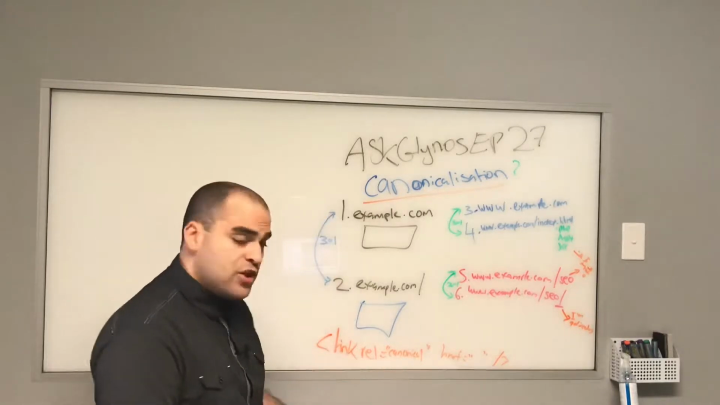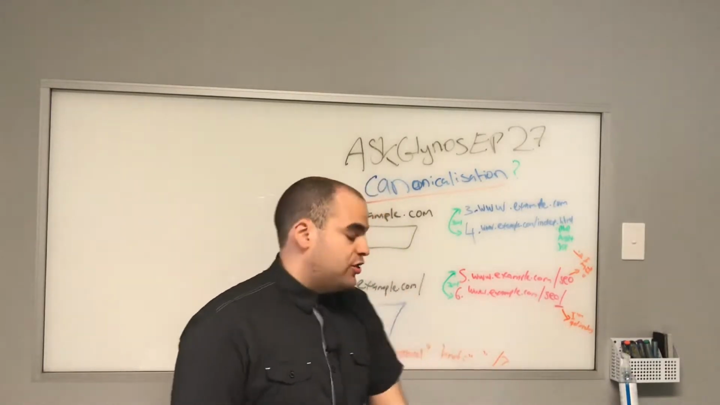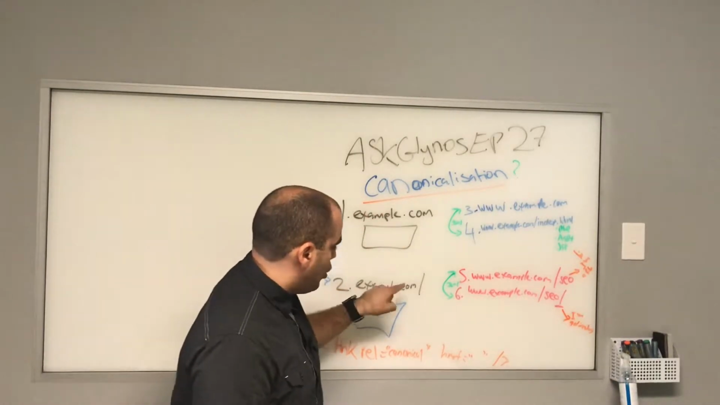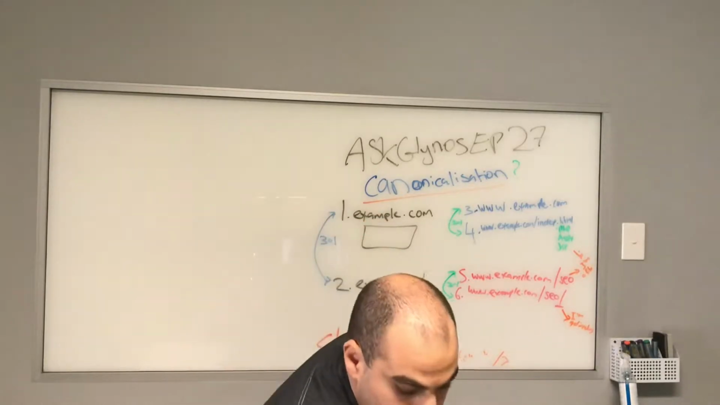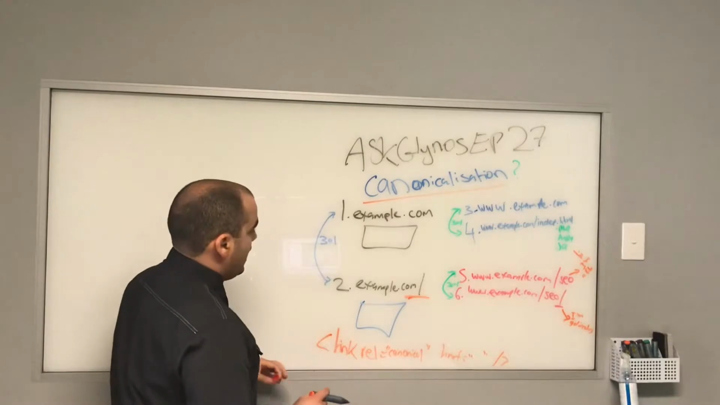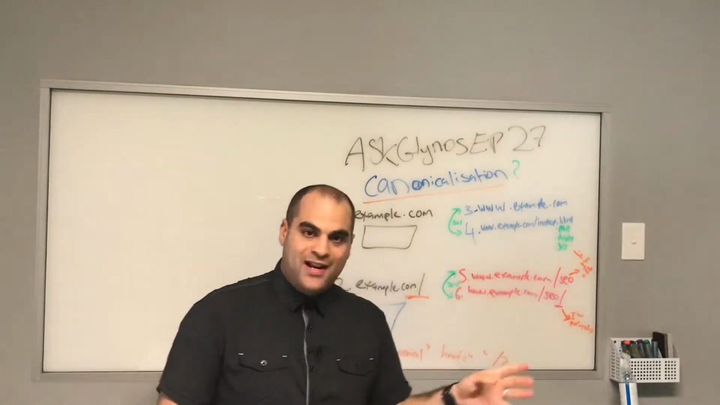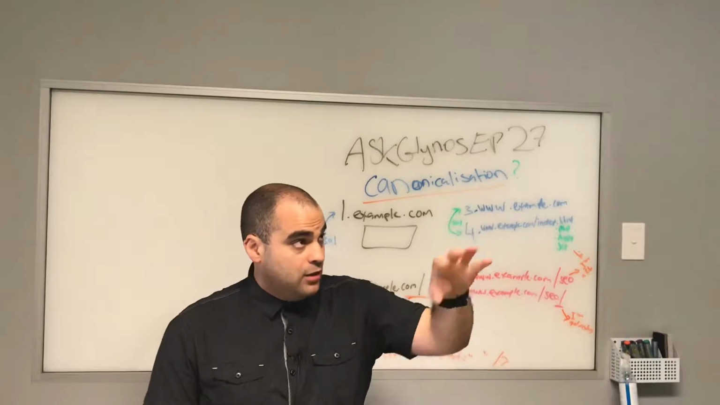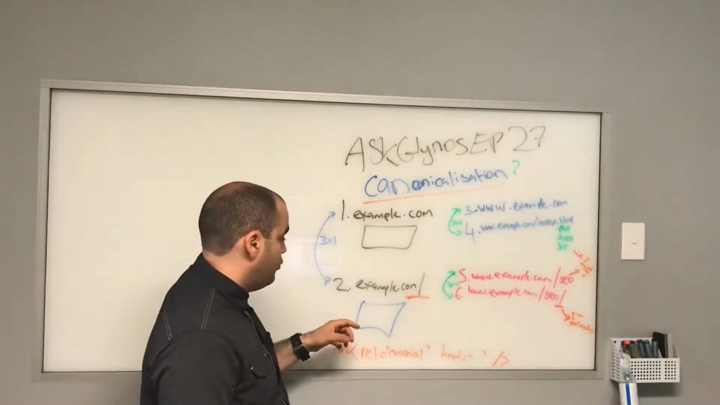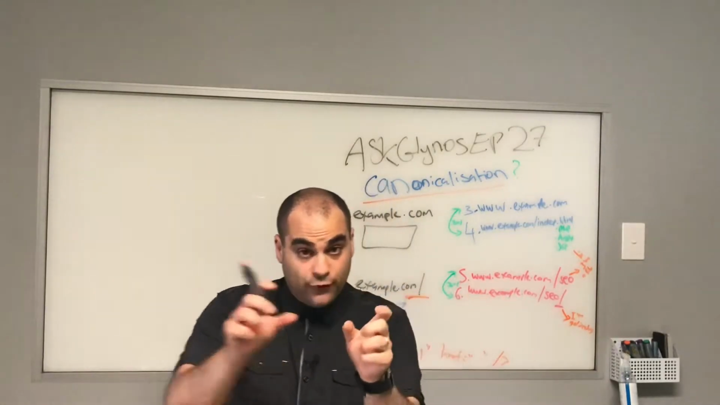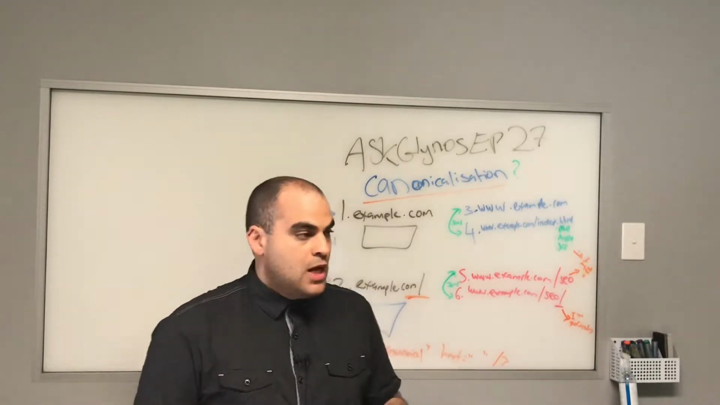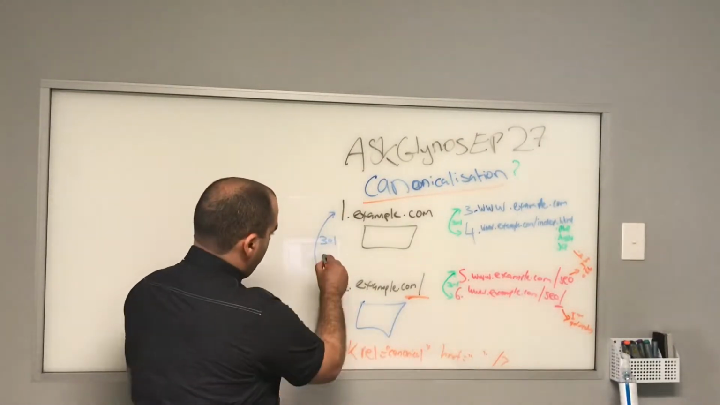All right, so the first particular example that I wanted to discuss is example.com and then example.com with the trailing /. Okay, so what happens here, if you go into your browser and type in your website name, let's say omegadigital.com.au/ and omegadigital.com.au without the /, and one doesn't redirect to the other, that is a canonicalisation problem.